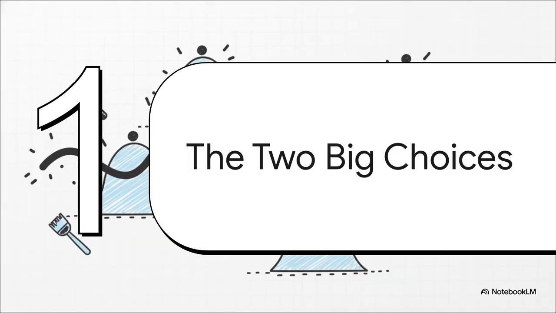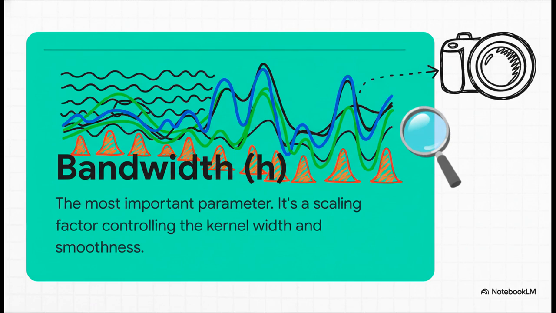Okay, so this is obviously a huge improvement, but it's not quite magic. Using kernels means we have to make a couple of really critical choices. So let's break down what those two big choices are. All right, choice number one. And this is by far the single most important parameter you have to set. It's called the bandwidth, usually written as just h. Think of it as a scaling factor that controls how wide or narrow our little kernel bumps are. The best analogy, it's like the focus ring on a camera.